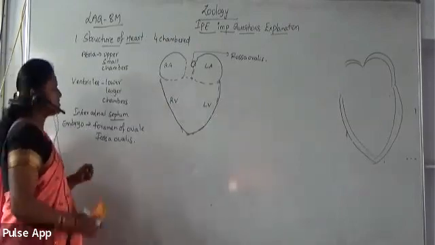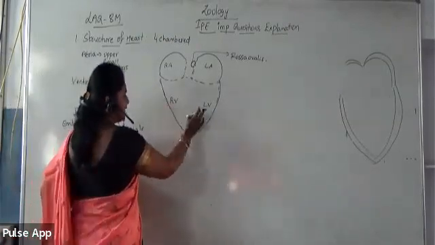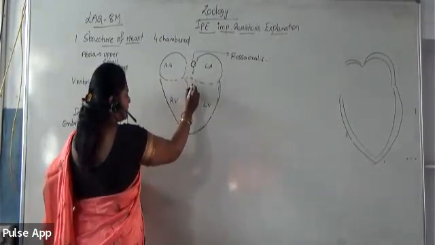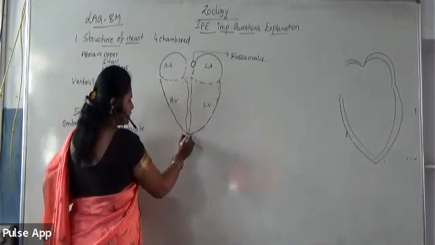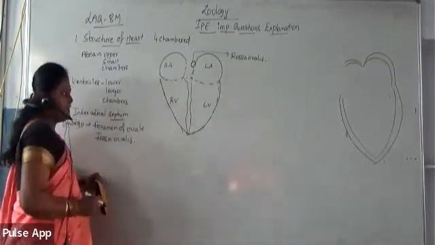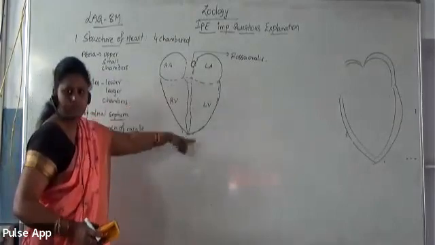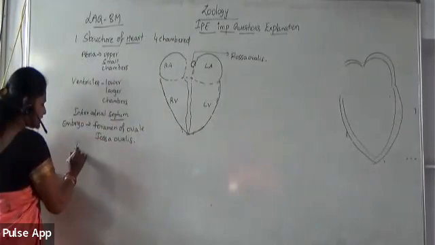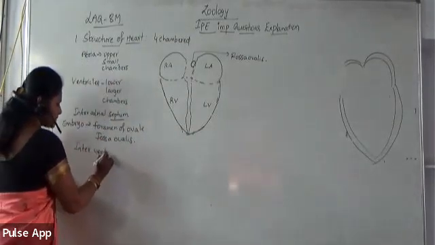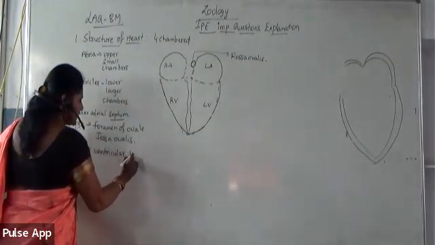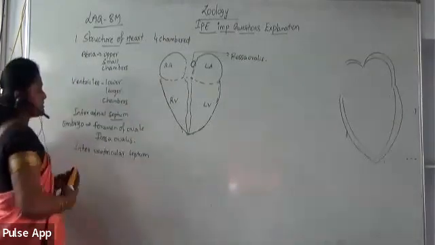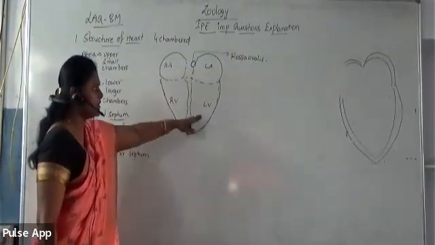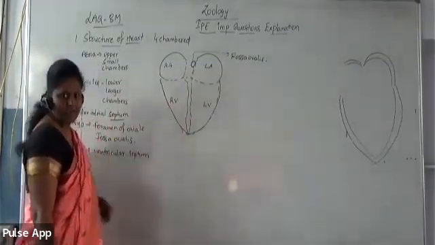And next, both the ventricles, the right ventricle and the left ventricle, are separated by a wall. That wall is called the interventricular septum. So the interatrial septum is present between the right atrium and left atrium, and the interventricular septum is present between the right ventricle and the left ventricle.